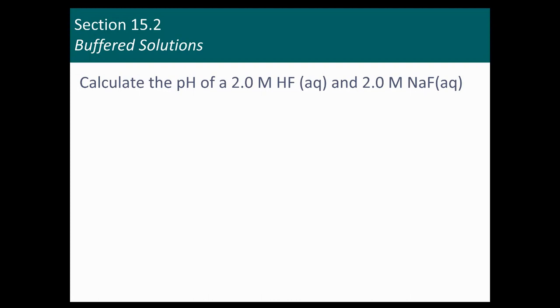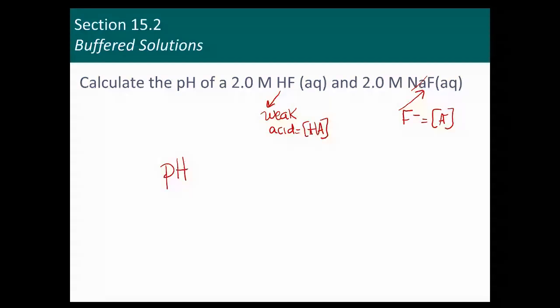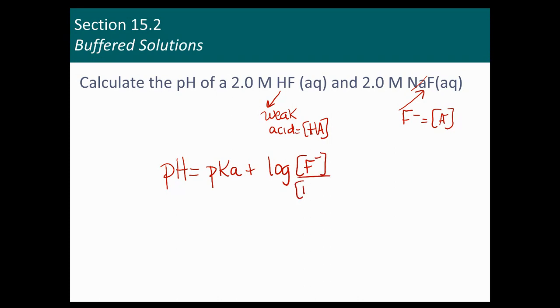Okay, first thing we're going to do, HF, 2 molar weak acid. That's our HA. F minus is A minus, the conjugate base. Forget the sodium ion. The long route would be to write the ICE chart. The simple route will just be pH equals pKa plus the log of F minus over HF.